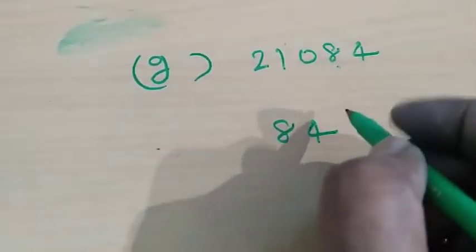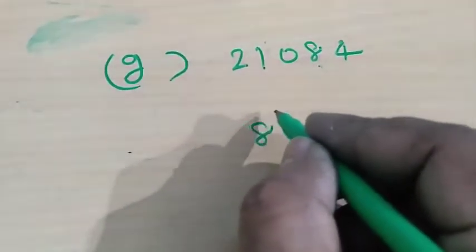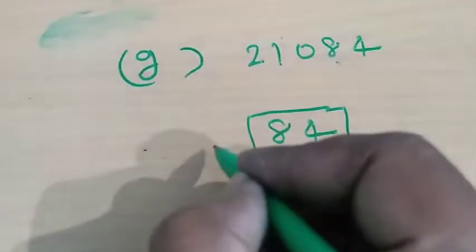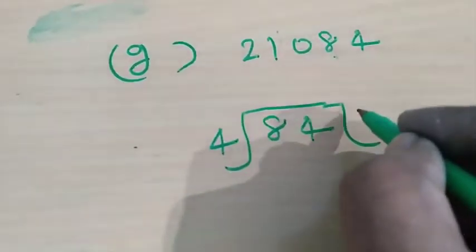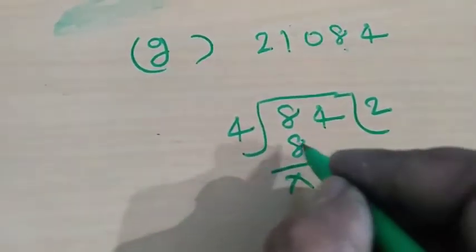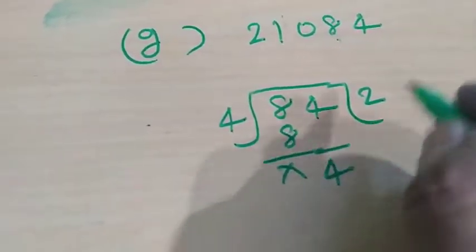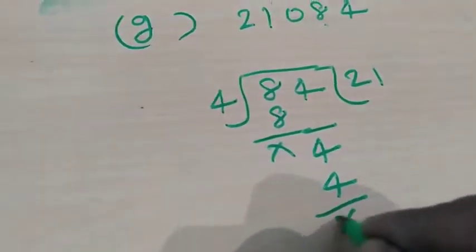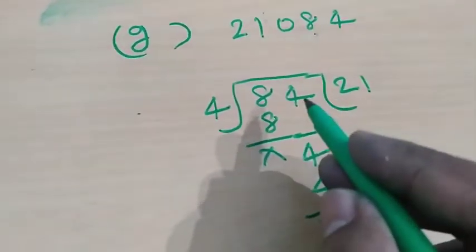Okay, so is 84 divisible by 4 or not? Check. You can see here, if you divide 84 by 4, you obtain 21. 4 twos are 8, 0, and here bring down 4, 4 ones are 4. The remainders are 0. So you can see here the last 2 digits are divisible by 4.